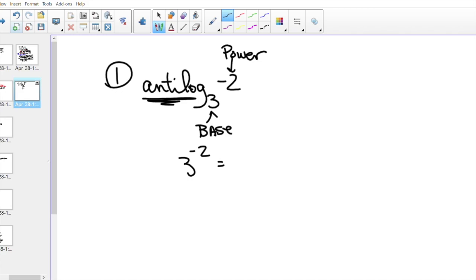Well, the 2 means the square, but what does that negative exponent mean? Is to invert your answer. So if you square 3, that's 9, and invert it is 1/9. Now that's number 1. Excuse me. Number 5.